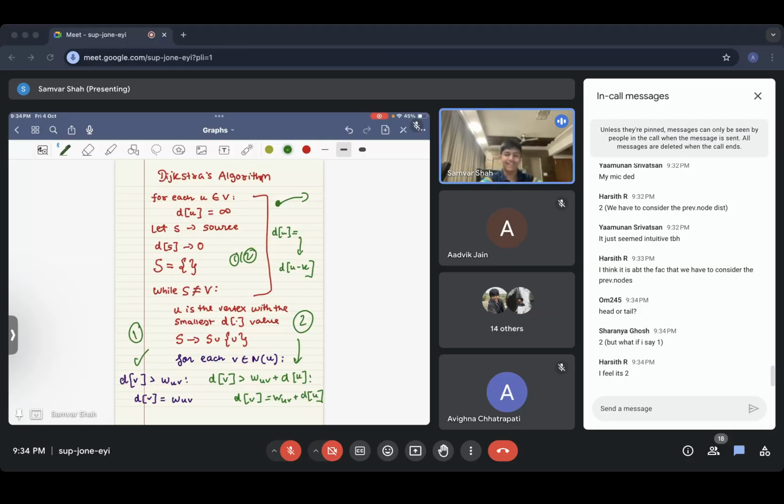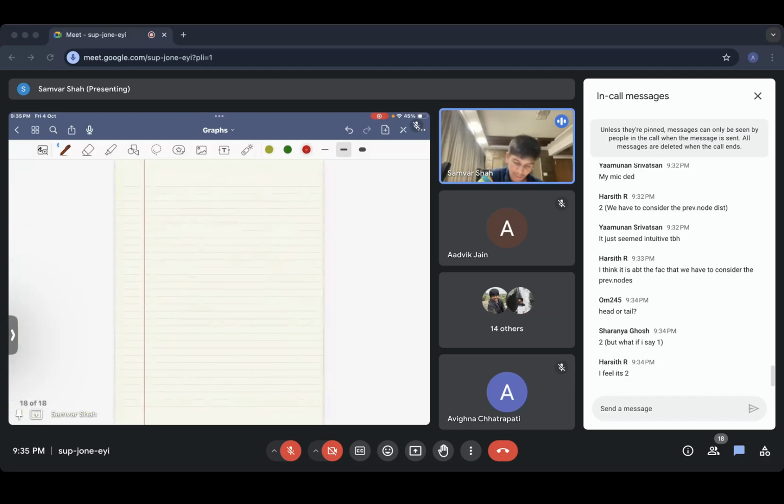Okay, enough suspense. The answer is indeed number two. This is the correct answer. But this was quite productive. I think a lot of people thought about why exactly it should be two. And I think Advik's answer was exactly correct. And I'll explain it using a small diagram.